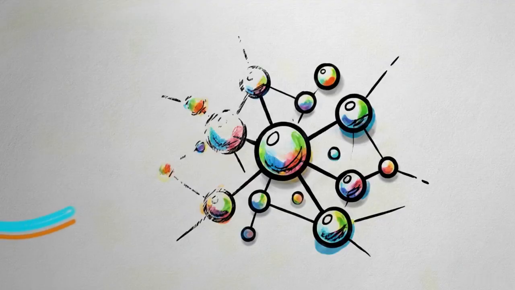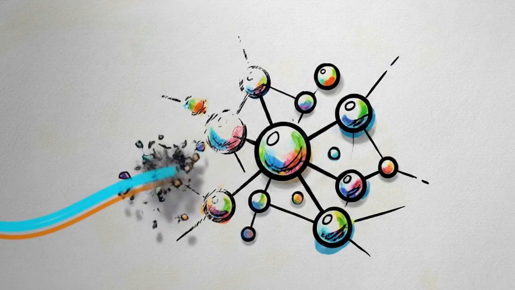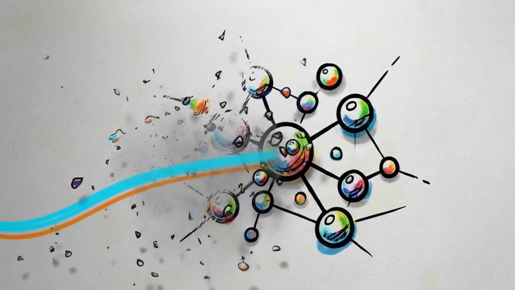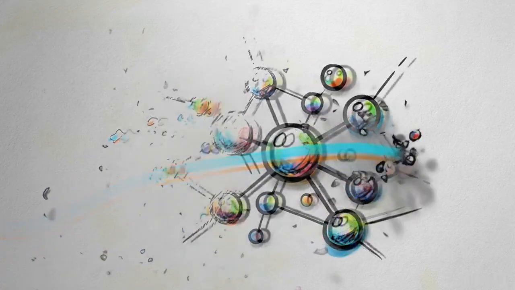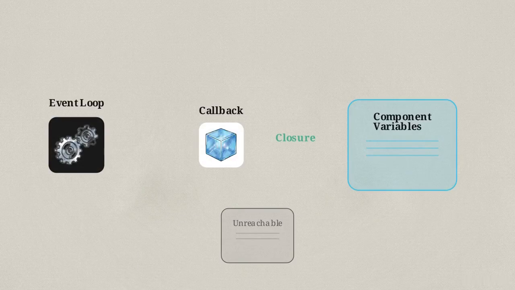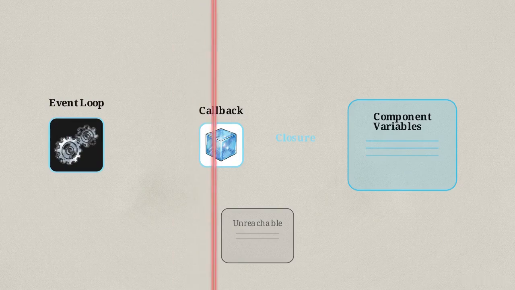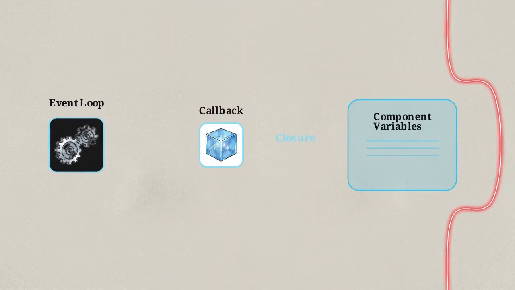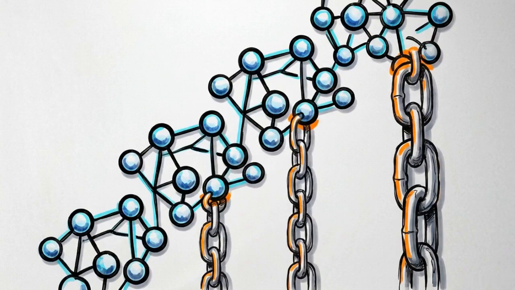JavaScript's garbage collector uses a mark and sweep algorithm. It only reclaims memory when objects are no longer reachable from the application root. An orphaned callback sitting in the task queue contains closures, direct memory references to variables from its original unmounted component. Because the event loop holds a reference to the callback, and the callback holds a reference to the component variables, the sweep algorithm cannot delete that memory. This unsevered reference chain is the exact mechanism behind the staircase memory leak seen in the dashboard.